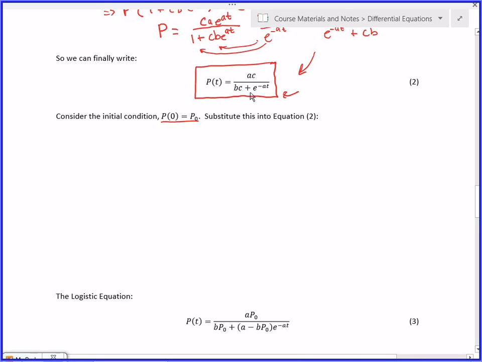All of that being said, let's find now what C is when we plug in P naught. So everywhere there's a T, put a 0, set it equal to P naught. So that means P naught is AC divided by BC plus 1. And what's our unknown? What's the thing we are solving for? C. Because A and B are parameters in the original equation. We already know those. P naught is the initial population. We already know that. So now, solve for C. What do you do first? Trying to get C by itself. Or multiply your BC plus 1 and then distribute and then subtract.